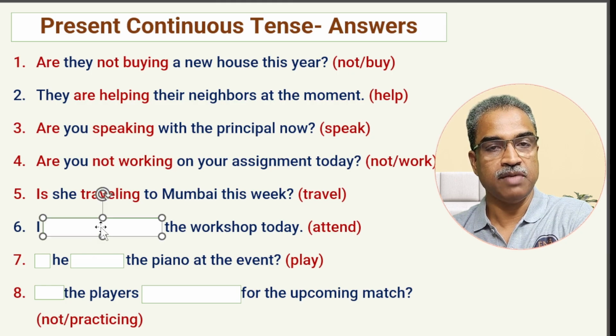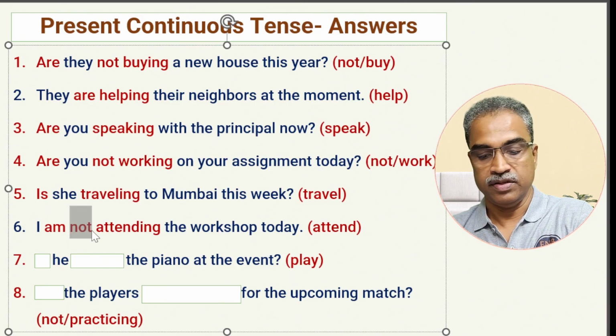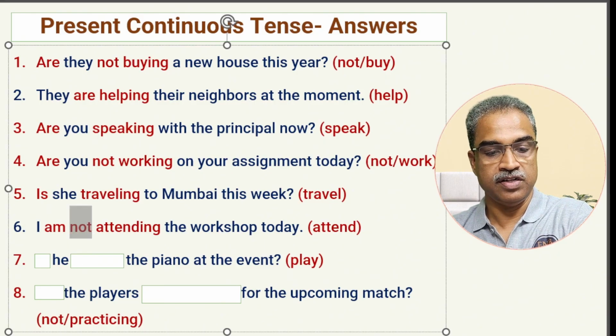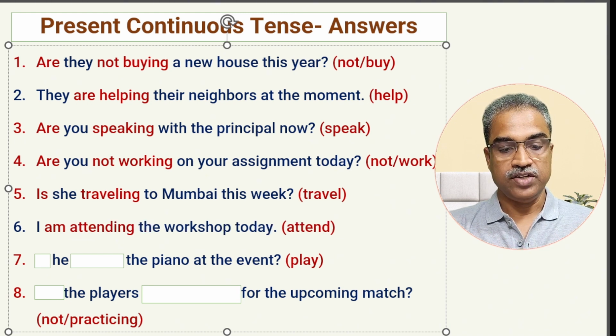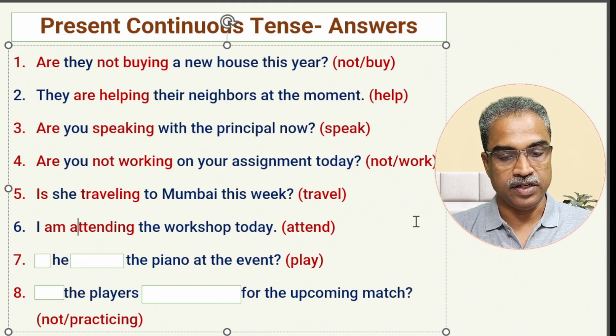Next the subject is I and present continuous. The verb in brackets is attend. So it should be in the attending form. But after I, which auxiliary verb? Am, not attending. Again, since I did not mention here not, I'll just delete this. I am attending the workshop today. If it is negative, I am not attending the workshop today.